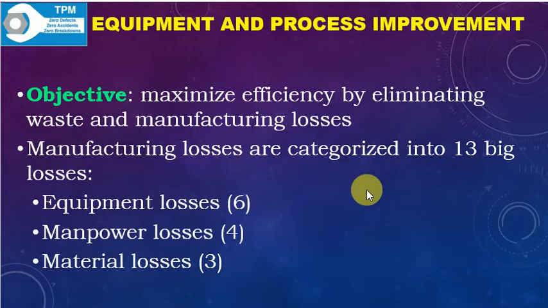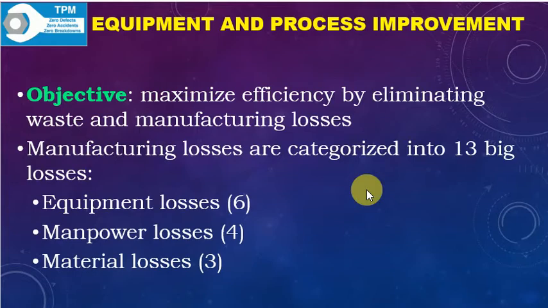Manufacturing losses are categorized into the 13 big losses. All of you know about eliminating waste. This elimination of waste is called lean manufacturing, and it generally refers to the 7 wastes. These were described by Dr. Shigeo Shingo, the Japanese industrial engineer, who gives directions on how to overcome waste.